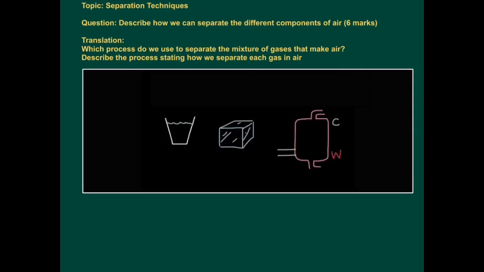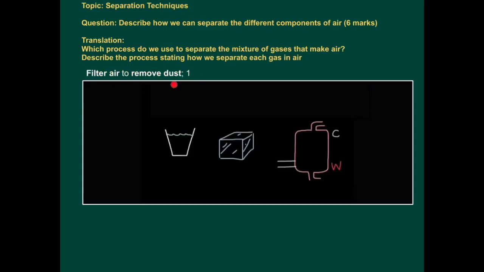This exam application tutorial is on the topic of separation techniques. The question for 6 marks: describe how we can separate the different components of air. So which process do we use to separate the mixture of gases that make air, and describe the process, stating how we separate each gas in air.